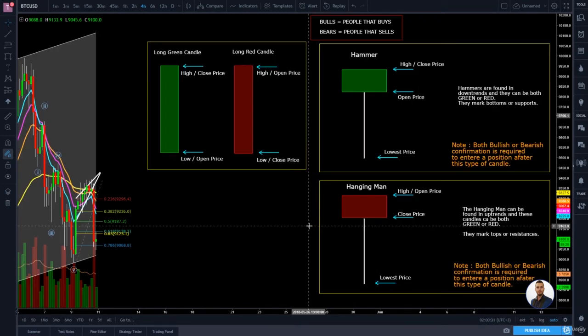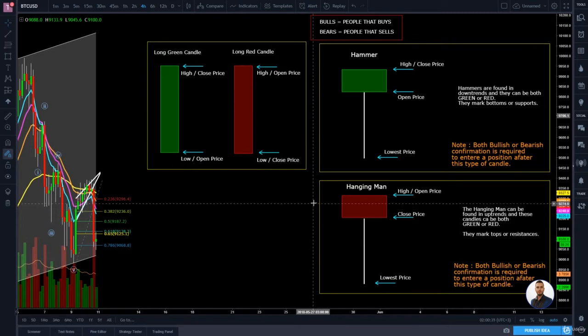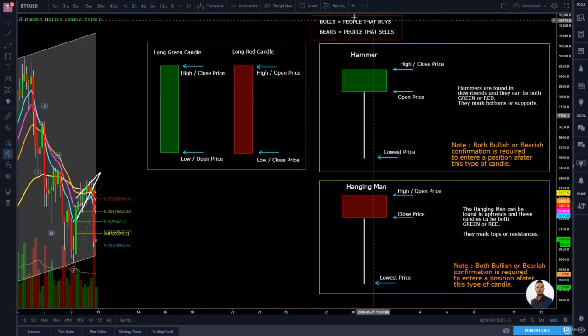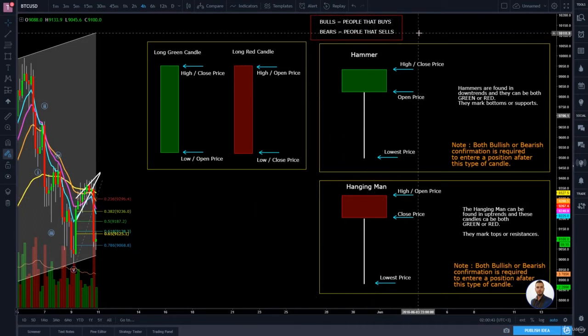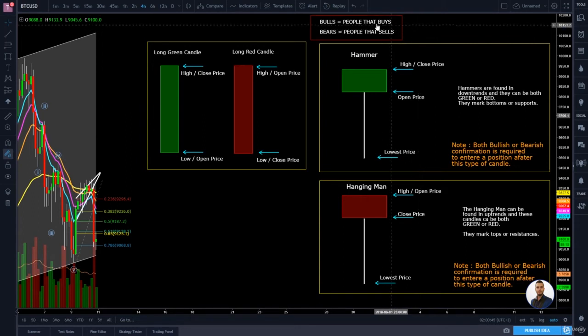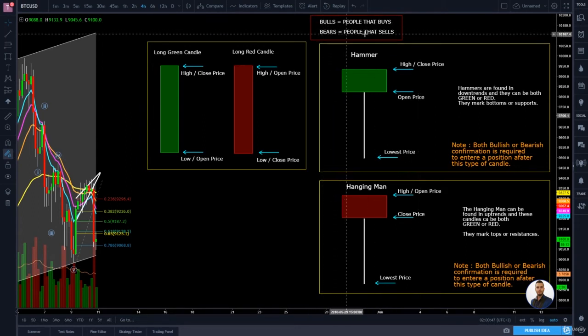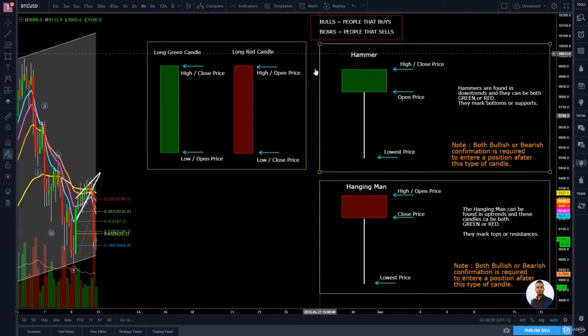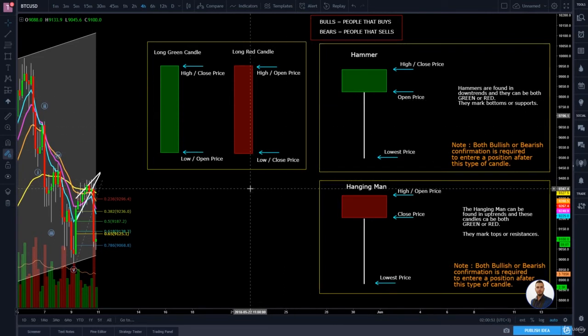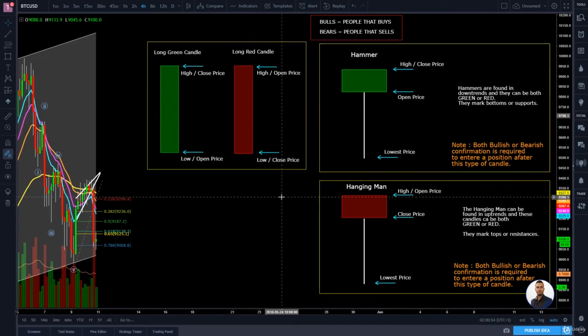Now I would like to take you through some candle examples and explain where we can find these types of candles and what is the psychology behind them. Up here I made a note about what bulls and bears mean. As you can see, the people that buy are called bulls and people that sell are called bears. So when you read or hear that a candle is bullish, that means that people drove the price up. And when you hear that a candle is bearish, that means that people took profit and moved the price down.